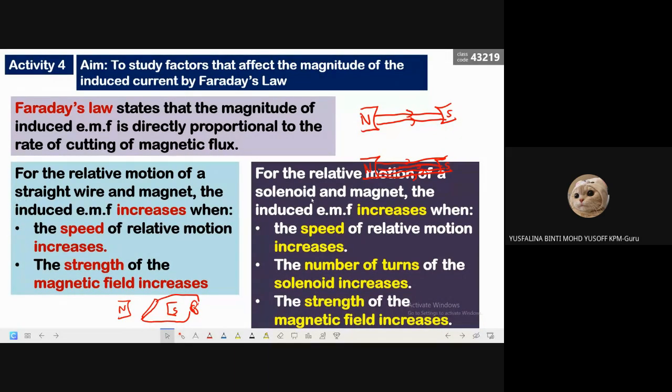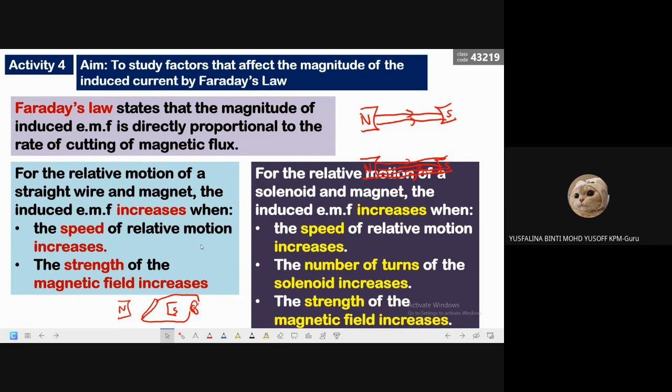But for the solenoid, which one is it? The wire that we make as a coil around the conductor. So they produce a solenoid. So solenoid and magnet, it will increase the induced EMF if you increase the speed. So this one is the same. You cut it, you increase the speed, it will produce the higher induced current.